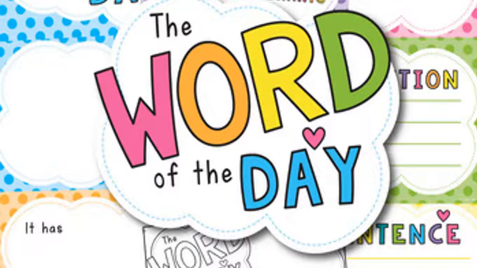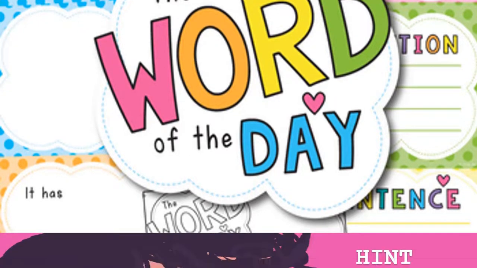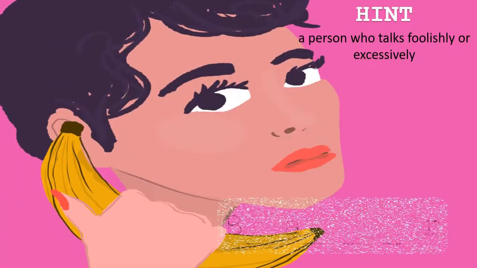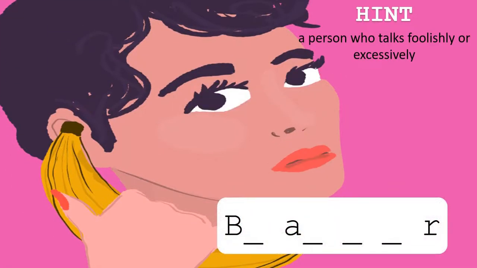Hello, I'm back again with What of the Dice, so let's find out what it is. Here you have the hint: a person who talks foolishly or excessively. Here you have the word with missing alphabets. I'm sure you're going to guess it now. Someone who talks foolishly or aimlessly.